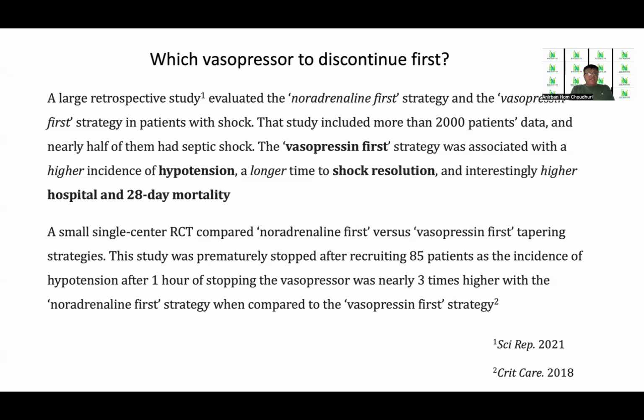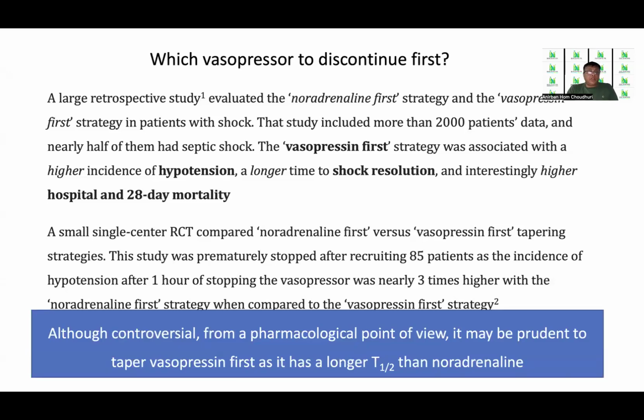The other study, a small single-center RCT, compared noradrenaline-first versus vasopressin-first tapering strategies. The study was prematurely stopped after recruiting 85 patients because the incidence of hypotension after 1 hour of stopping the vasopressin was nearly 3 times higher with noradrenaline first in comparison with the vasopressin-first strategy. So although controversial, from a pharmacological point of view, it may be prudent to taper vasopressin first as it has a longer half-life, and after that, one can consider tapering norepinephrine.